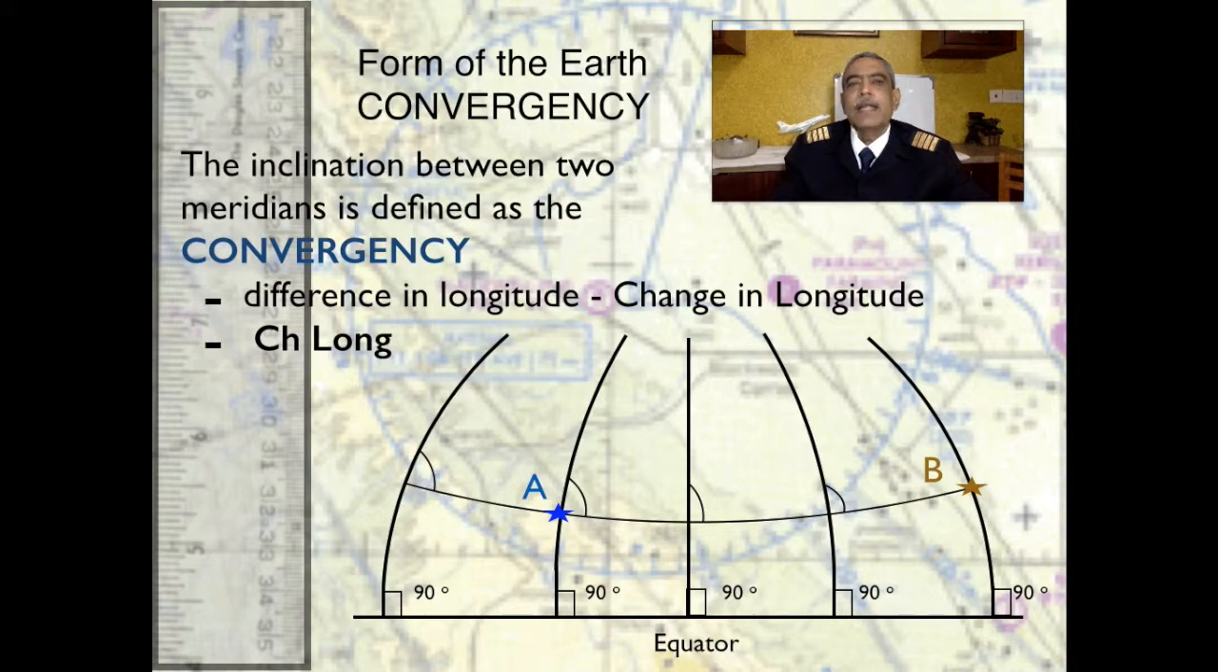It will be the difference in their longitudinal measures. That is change in longitude. If one place was 10 degrees east, the other one was 40 degrees east, then the change in longitude is 30 degrees. So convergency will be 30 degrees.